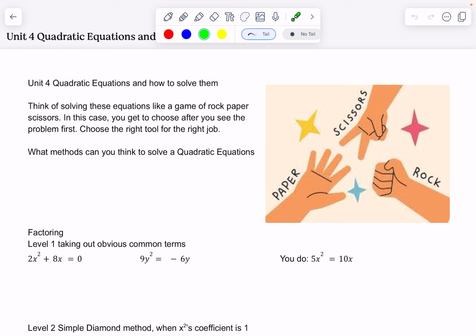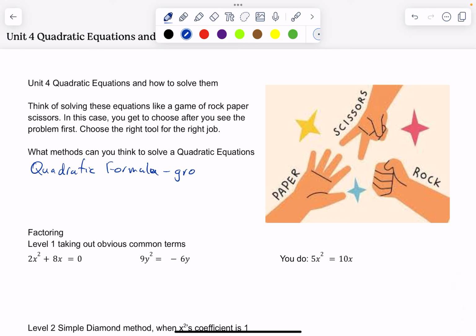I think about it like rock, paper, scissors, because different tools are better used for different quadratic equations. Let's see which tools you do know. Which methods are you familiar with? The default that a lot of people will say is probably the quadratic formula. It is the most powerful one. It will solve everything anytime you need it to. It is gross, very convoluted, and has a lot of steps, and I'm very lazy, so if I can avoid it, I will always try to avoid the quadratic formula.